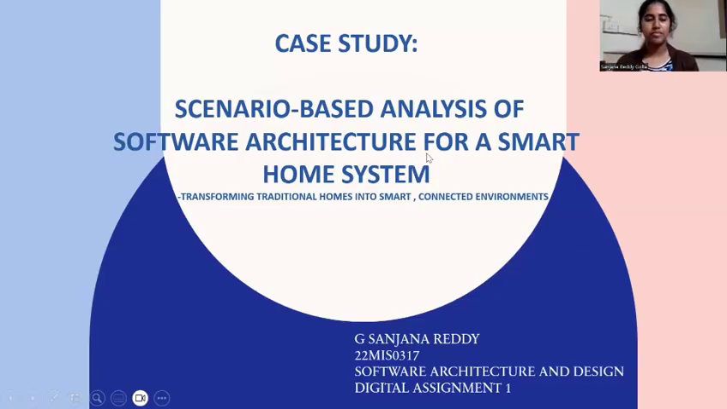As I've said earlier, let's consider a topic called the smart home system, which is used for transforming traditional homes into a smart, connected environment. You may wonder why we want to consider a smart home system. We all know everything in the present generation is digitalized, so people are automatically preferring the digitalized environment instead of the traditional environment.